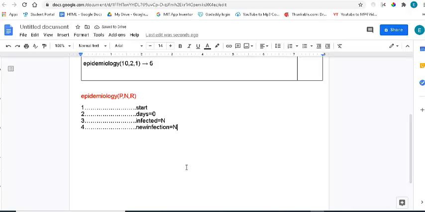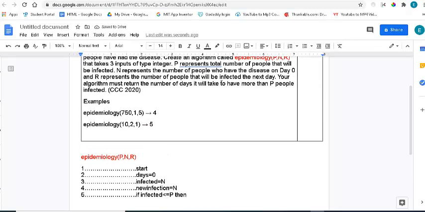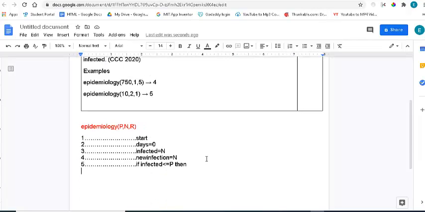Day 0, you have n number of people infected, so the new infection is n. Now I'm going to go through a loop and I'm going to check to see if infected is less than or equal to p, continue with the loop. The reason that we say equal, because if you look at the problem, it has to be more than p. So even if it's equal, we're gonna continue incrementing the days.